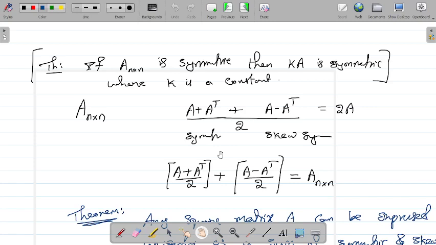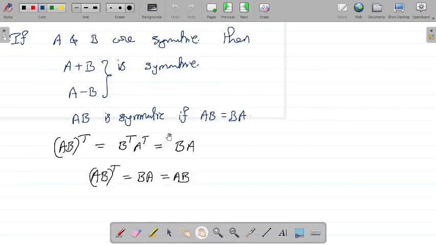And a few more properties of symmetric matrices. When A and B are symmetric, you can say that A plus B as well as A minus B are also symmetric. And AB is going to be symmetric provided A and B commute with each other. Okay, when A and B are symmetric, AB need not be symmetric. If you know that they commute with each other, then A into B is going to be symmetric.